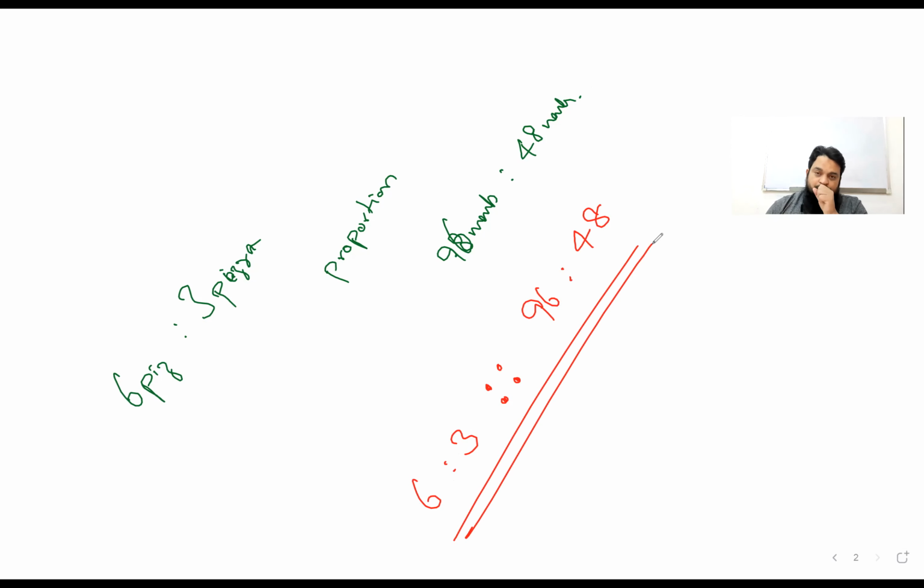Now one more concept. See, here we have 1, 2, 3, 4 terms. Yes, 4 terms are there. These two terms are called extremes, and these two are called means. So these are extremes and means. These are the concepts regarding proportion. Now let us go to our questions.